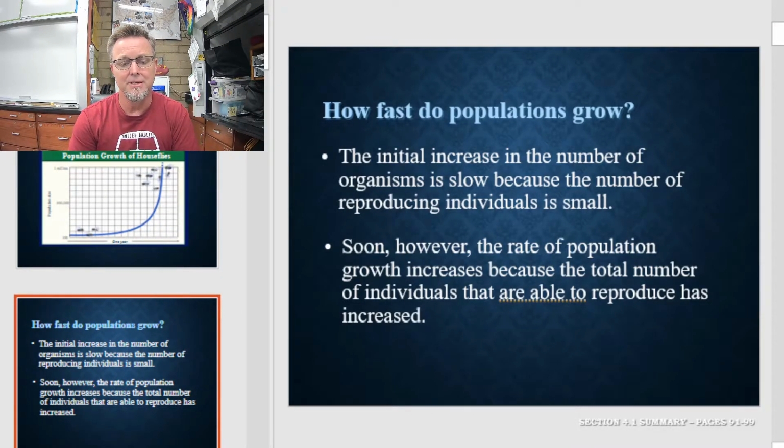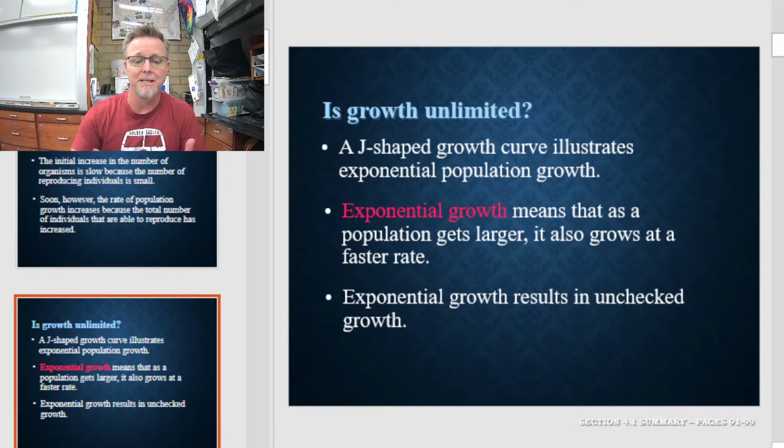So the initial increase in the number of organisms, or in your pay, might be really, really slow because the number of reproducing individuals is really small. Soon, however, the rate of population growth increases because something positive has happened in the environment, allowing the total number of reproducing individuals to also increase. With more reproductively capable individuals, the population will definitely grow faster, leading to that J-shaped curve, or as I said, exponential growth. Exponential growth, again, means that as the population gets bigger, it's going to grow at a faster and faster rate.